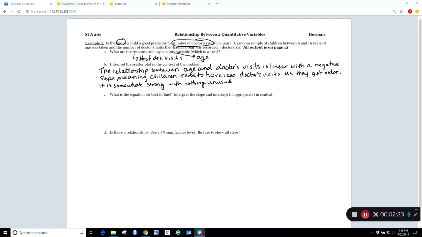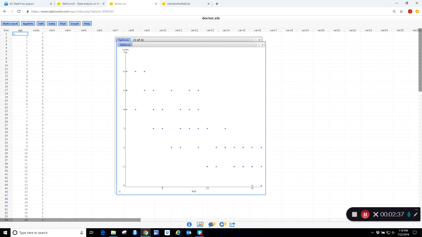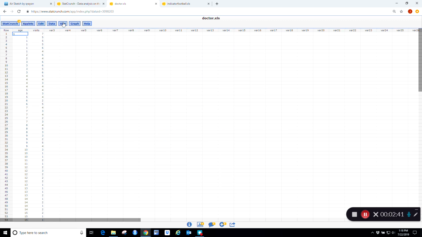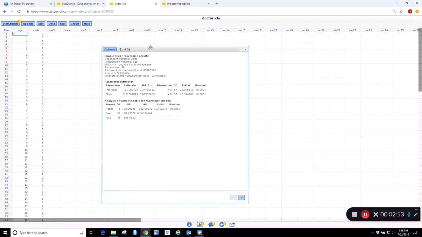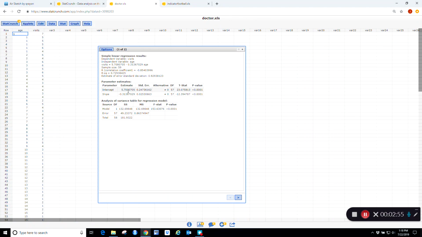Next, we're going to write out the equation and interpret the slope and intercept. So looking first at my output here, and I'll regenerate it so you all remember how. So stat, regression, simple linear, putting in my x and y. So the main things I need right now are my intercept and slope estimates. So I'm going to use that to write out my equation.